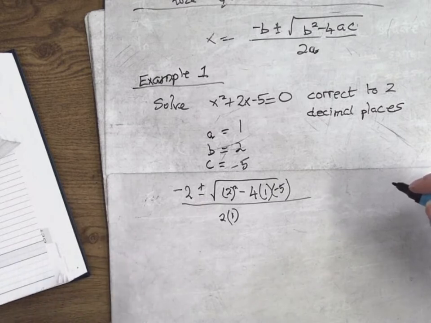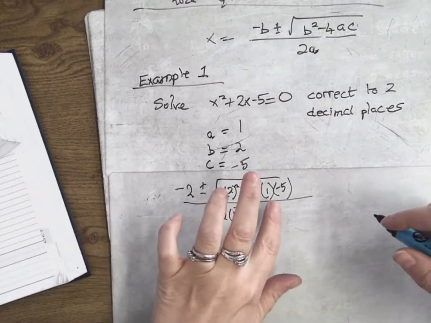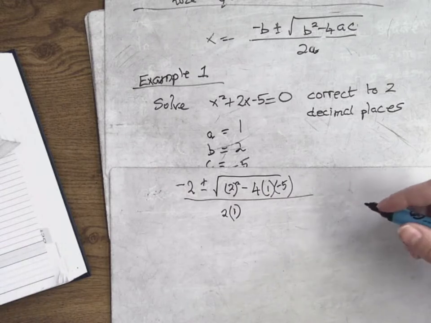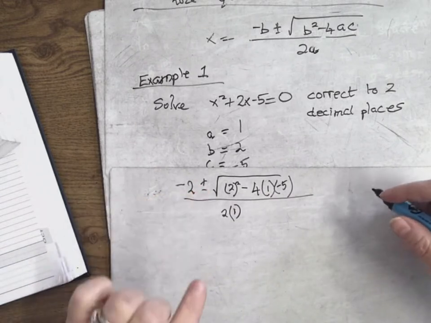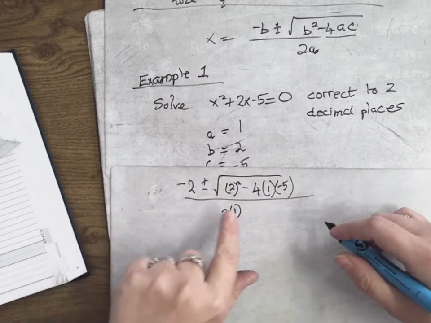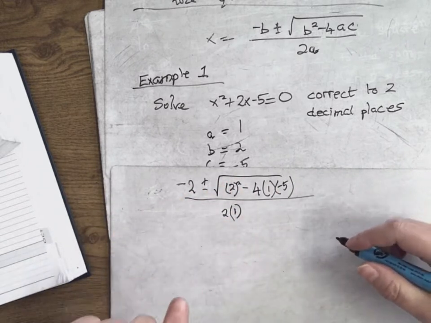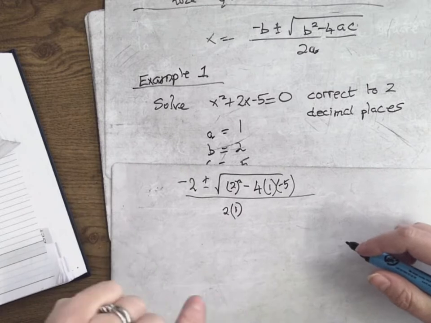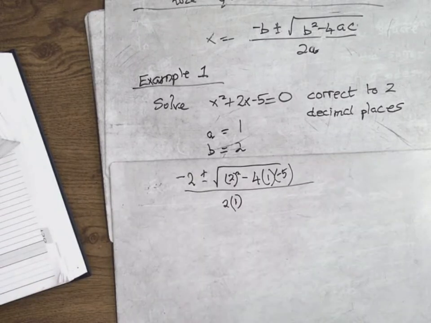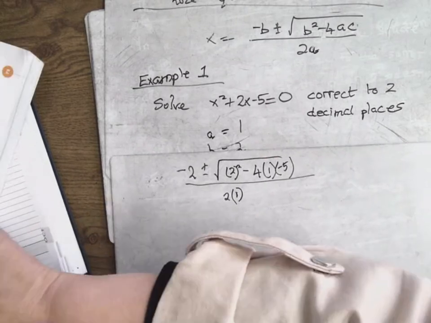Right. What we're going to do now is put the plus sign. In my classes last year I told you just to do this bit first, but I've changed my mind. We're going to do the whole lot together. We're going to take the plus sign here. So one answer is -2 plus all of that over 2 times 1. The other answer is -2 minus that.